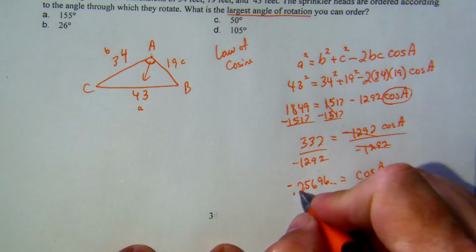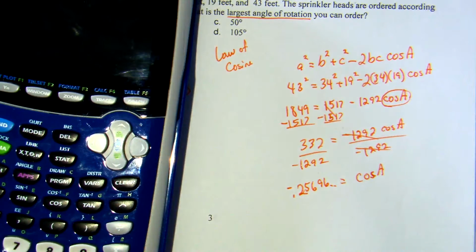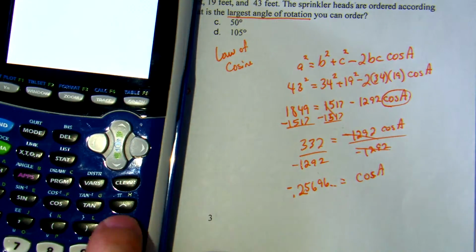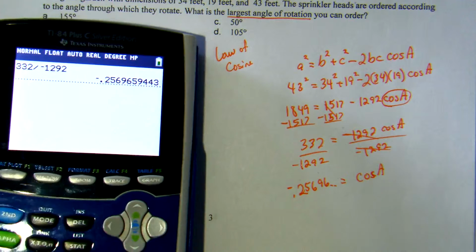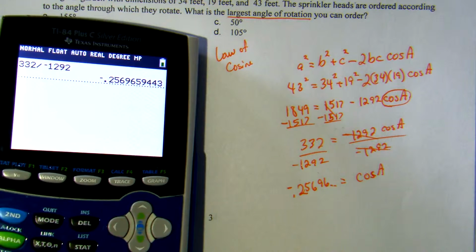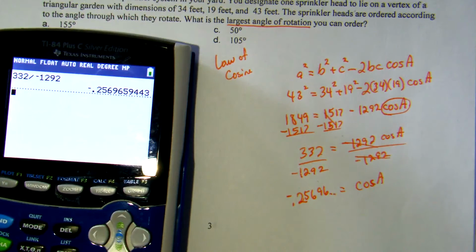Okay, now, when we put this in our calculator, and I'll do that, we're going to take 332 divided by a negative 1292. We get this number, this negative 0.25696594443, and so on and so forth.